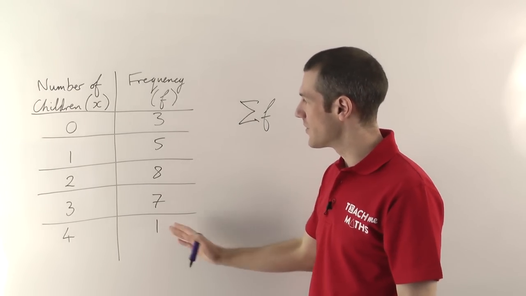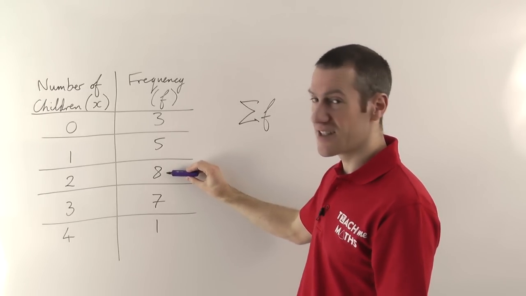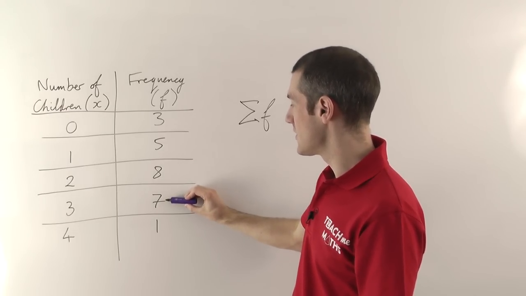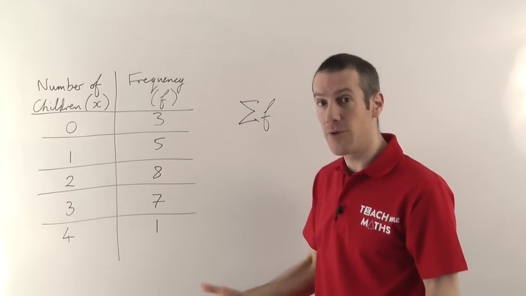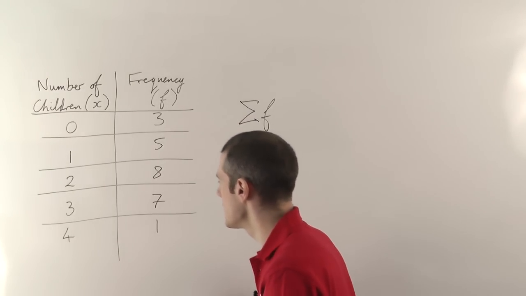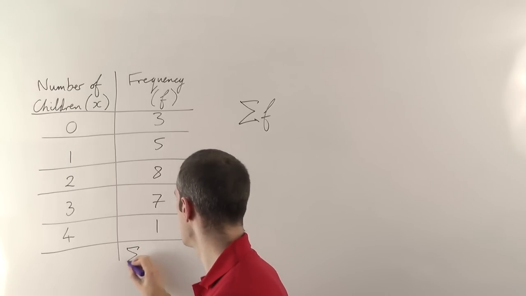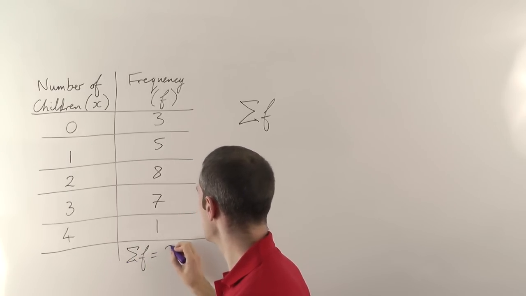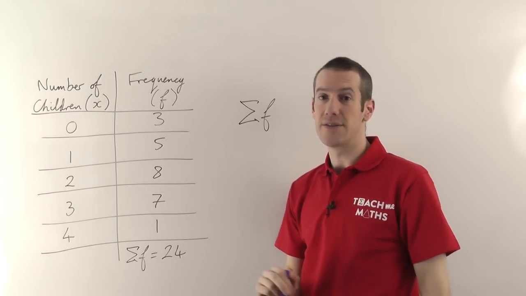So if we add up all of these numbers, let's just quickly do that. 3 plus 5 gives you 8, plus another 8 is 16, plus 7 is 23, plus 1 is 24. So altogether, there must be 24 numbers in the long list of numbers. So at the bottom, typically, if I stick another line under there, I write sigma F equals 24. The total of all those numbers is 24.